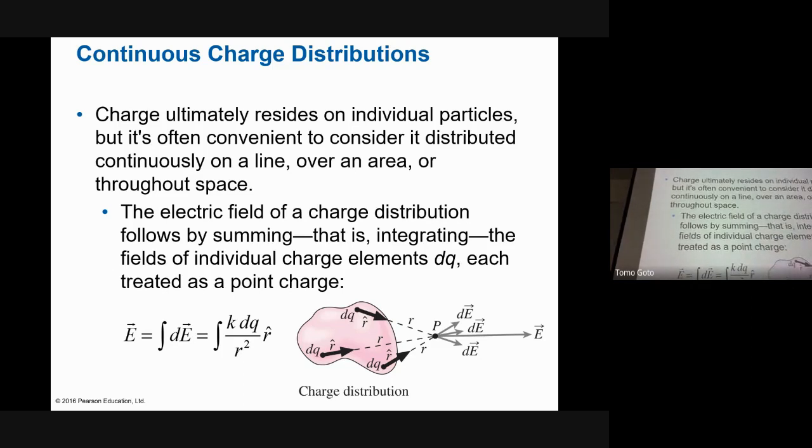So this dq here is a little charge in a small portion of the object. And of course, this is Coulomb's law, right? So if you integrate all over this object, then you get the electric field here. You treat this dq as a point charge. Okay, that's good.